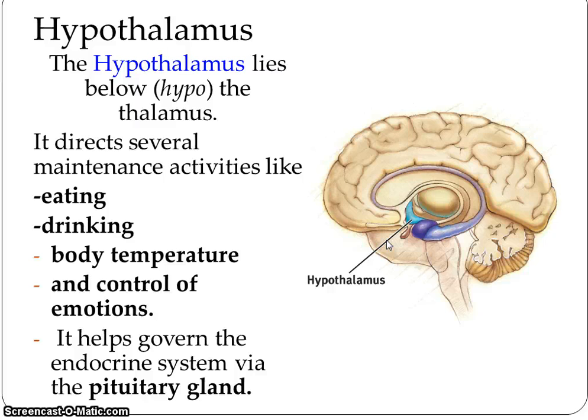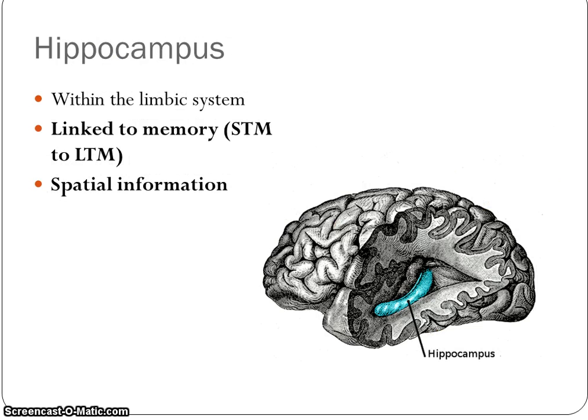So if your pituitary gland isn't working, you could potentially have issues with your hypothalamus, such as perhaps you're not eating enough, or you're eating too much, or your body temperature is not able to be regulated. An easy way to remember the hypothalamus is the 4Fs. The hypothalamus regulates 4Fs: feeding, fighting, fleeing, and sex. The 4Fs. Got it?